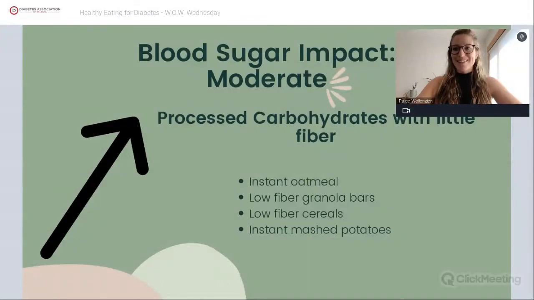And if we get into the meal pairing or building balanced meal section in a bit, you'll see we can have these foods, but we'll just be wanting to pair them with other things since on their own, they don't have a lot to really slow down that blood sugar rise.